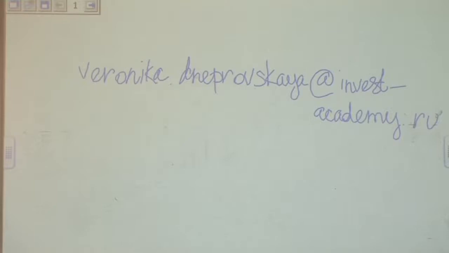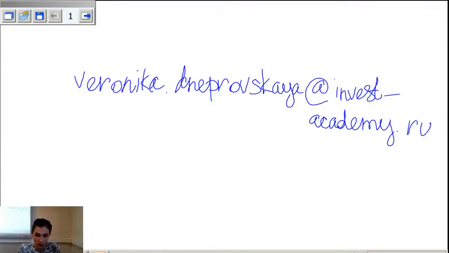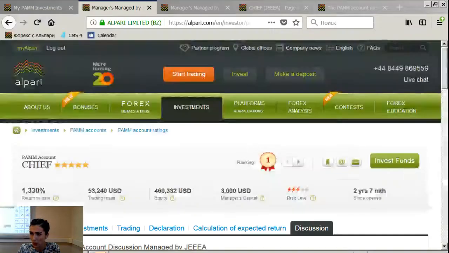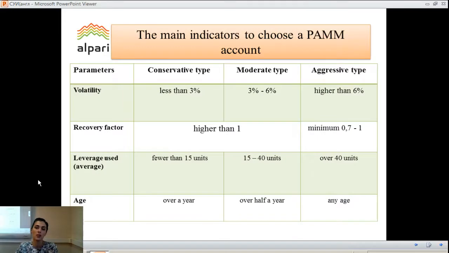So let's continue with the next question. As I said, this is investment strategies. So go back to our presentation and let's look at these parameters. We have already discussed all of them: volatility, recovery factor, leverage used, and the age, of course.